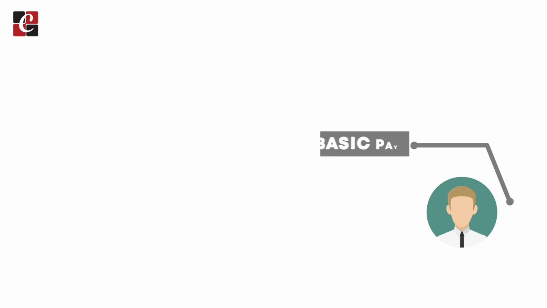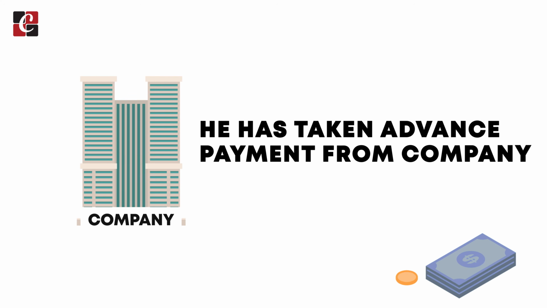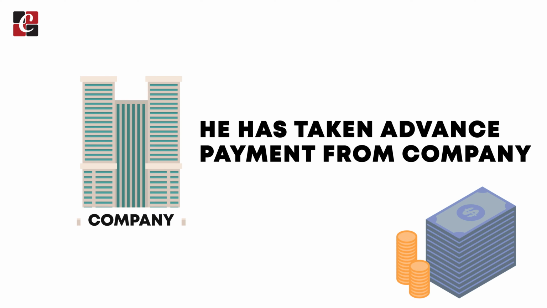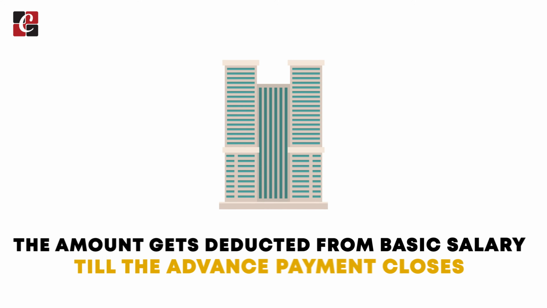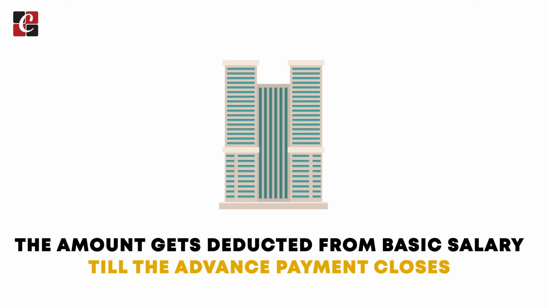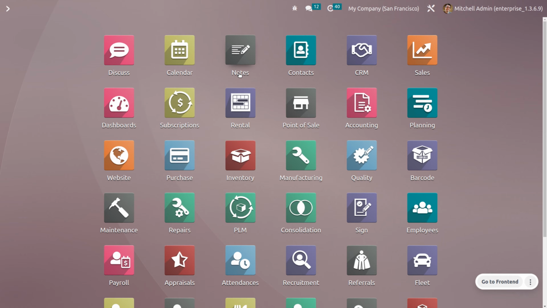An employee has a basic salary of 10,000, but he has taken an advance payment from his company of 10,000. So this amount would be deducted by the company from his basic salary until the amount is completely closed to the company. So let's see how we can manage the salary attachment in the Odoo 16 payroll module.